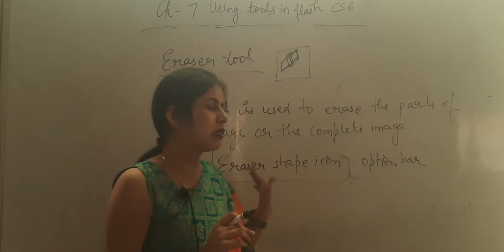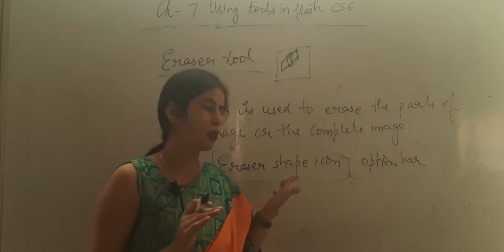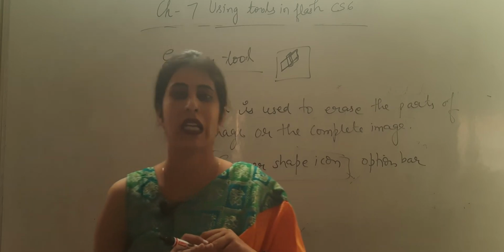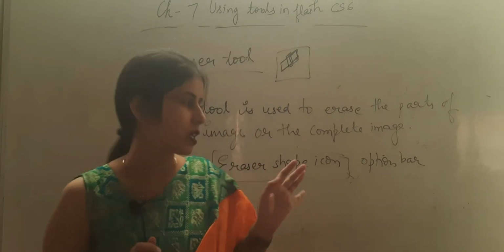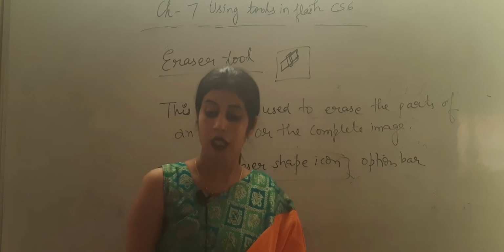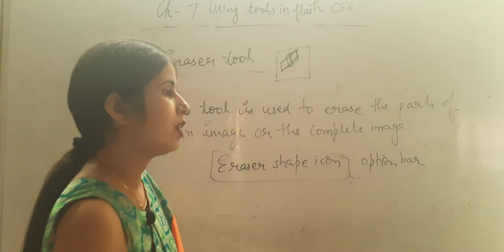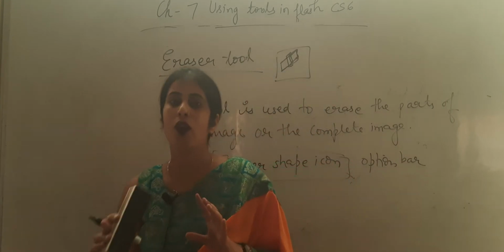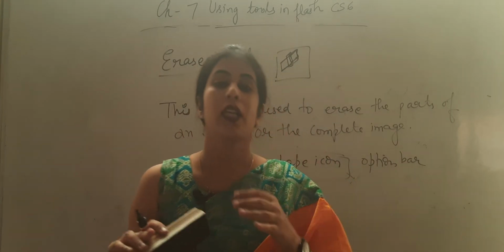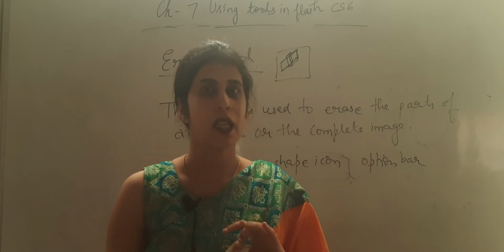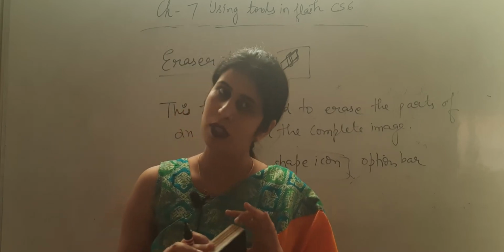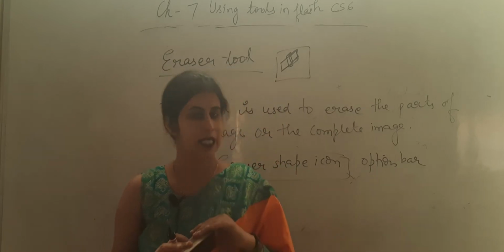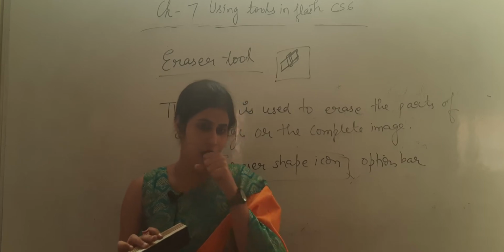This eraser shape icon is used to change the shape of the eraser. We can change the shape of the eraser easily by just clicking on this option. Now, when we erase any object or any parts, there are a few modes of the eraser. So let's discuss these modes. The first one is erase inside.